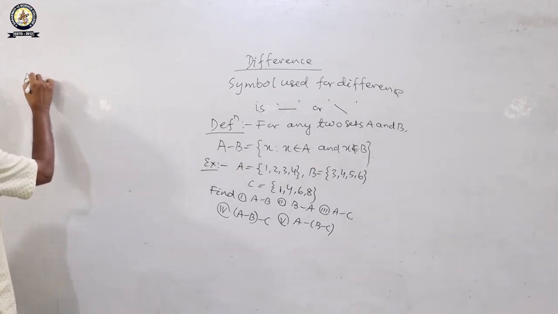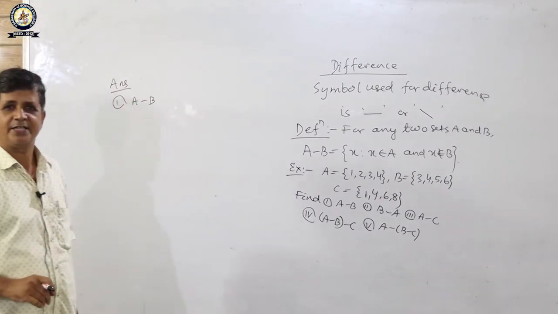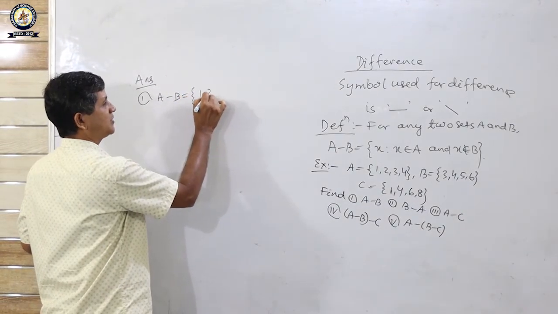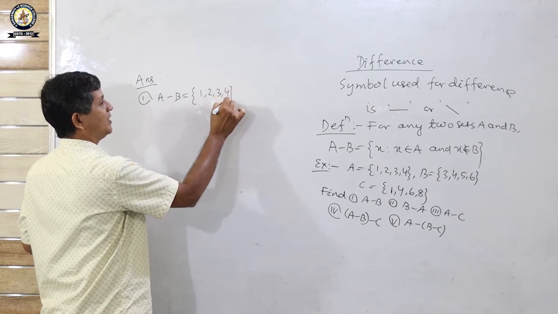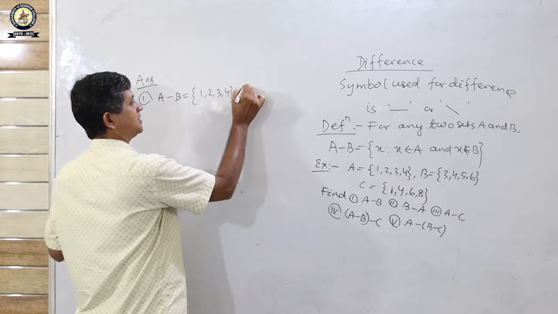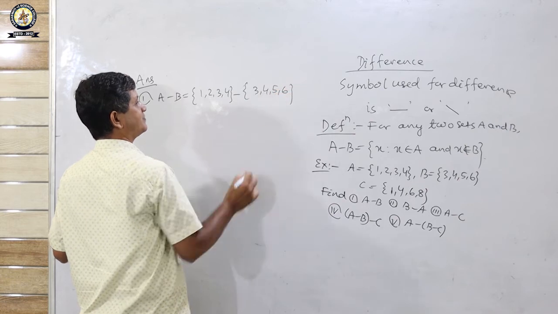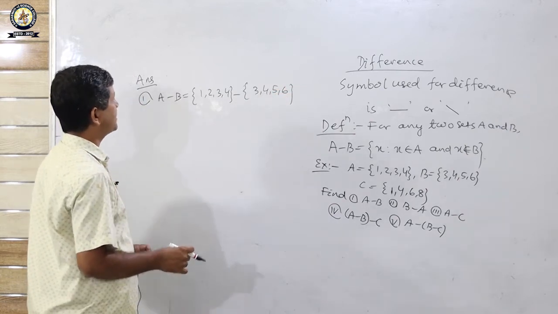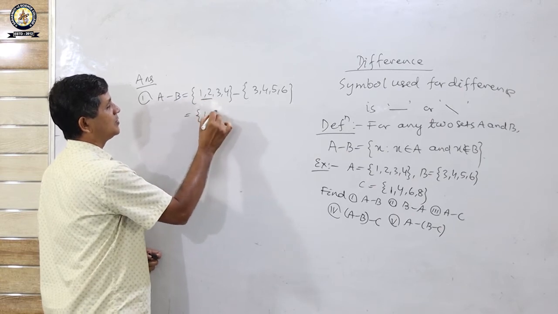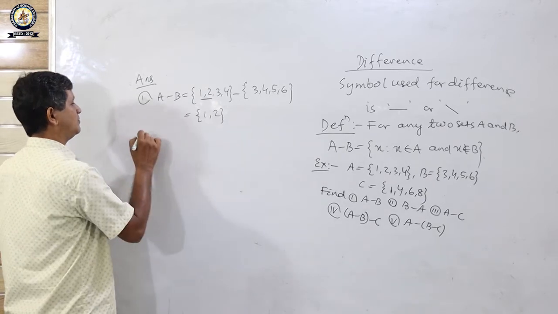First is A difference B. A set contains which elements? 1, 2, 3, 4, difference, or we can also read it as minus, 3, 4, 5, 6. Which elements are present in A but not in B? Only two elements, 1 and 2. So A difference B contains the two elements 1 and 2.